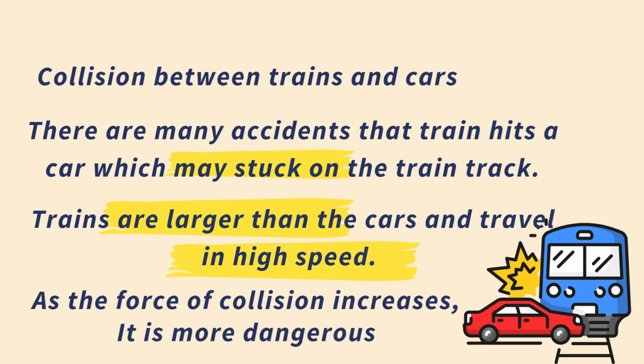We learned that when there is a collision between trains and cars, there are many accidents that happen between trains and cars. The train hits a car which is stuck on the train track. The train is larger than the cars, has more mass and travels at high speed, so it has more energy and the force of collision increases, okay? And it is more dangerous and causes damage to the cars.